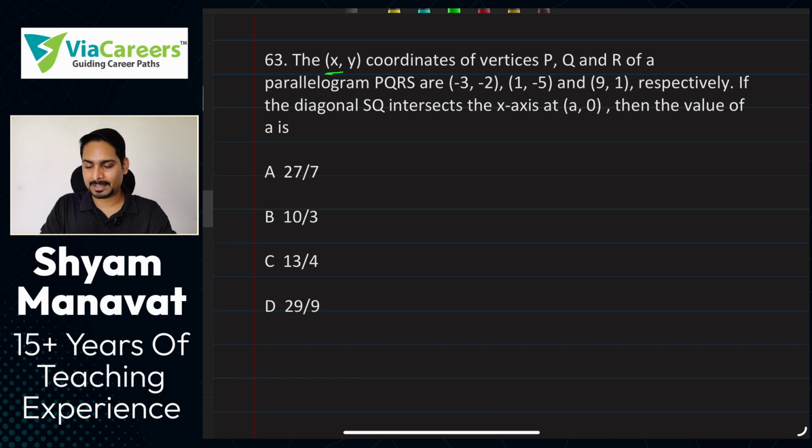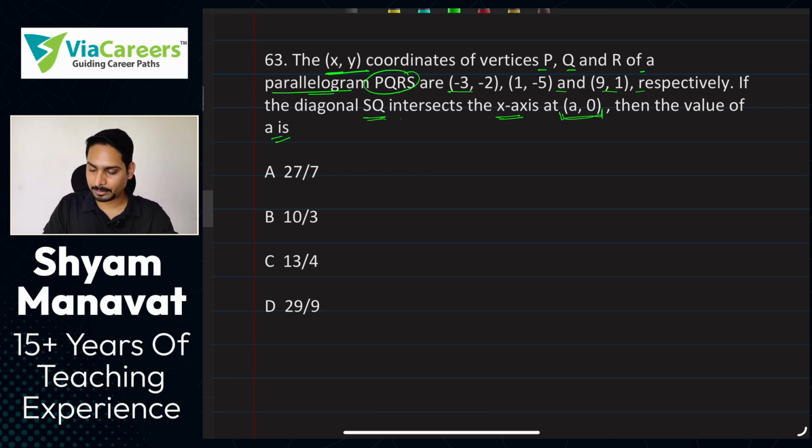here we have x comma y, the coordinates of vertices P, Q, R, and S of the parallelogram PQRS, respectively. If the diagonal SQ intersects the x-axis at a comma 0, then what is the value of a?